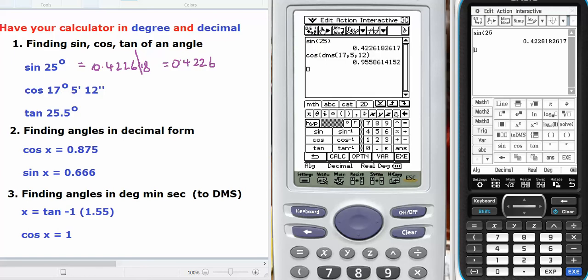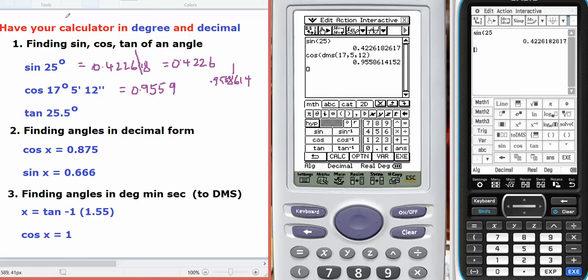Okay, there's my answer, 0.95586, therefore the 8 becomes 9 because I have a 6 after that point. That's where, so 0.9559.